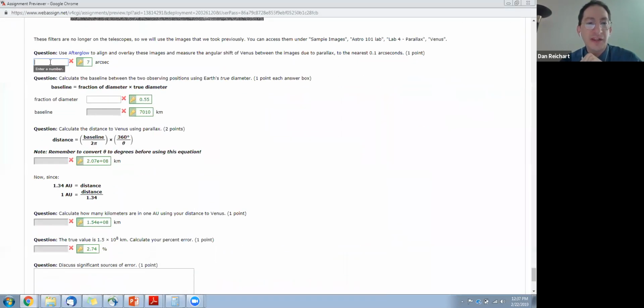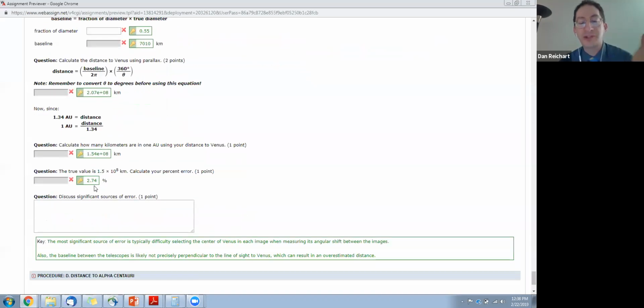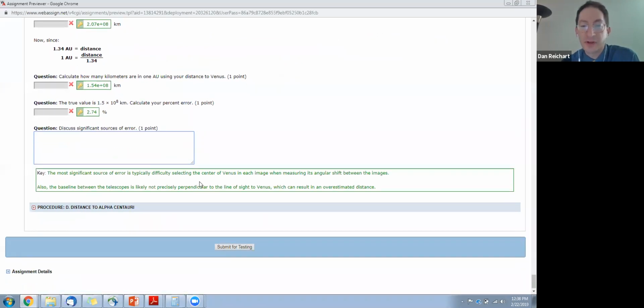They enter their shift here. Same deal as before, fraction of Earth's diameter. And so what is the baseline? 55% of Earth's diameter. Calculate the distance to Venus, and that's in kilometers. And then we solve for an AU. 1.34 AU is that distance in kilometers. Divide both sides by 1.34, and they just measured the astronomical unit. Should be about 1.5 times 10 to the 8 kilometers. Calculate a percent error. And the sources of error are the same as before. Difficulty picking the centers, and it may not be exactly perpendicular.